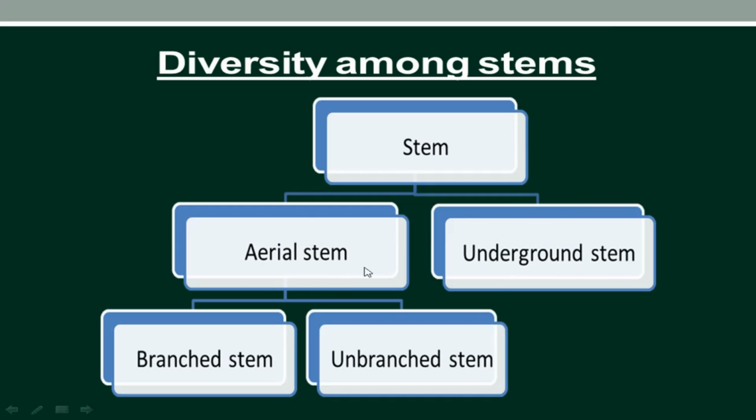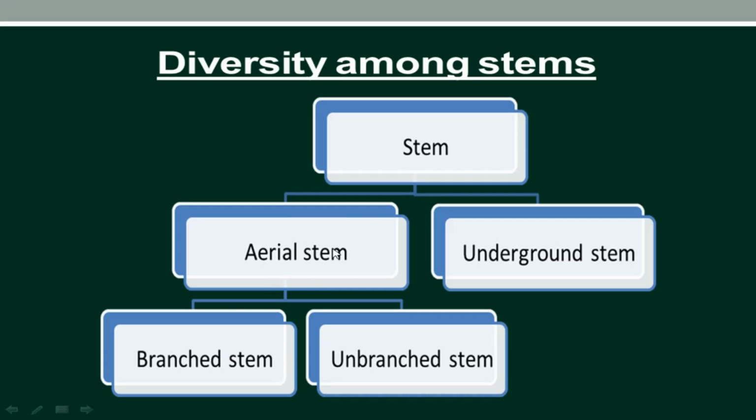So what is the aerial stem? The aerial stem means stem that grows above the soil. What is the underground stem? Underground stem means stem that grows under the soil. Stems that grow under the soil are known as underground stems.